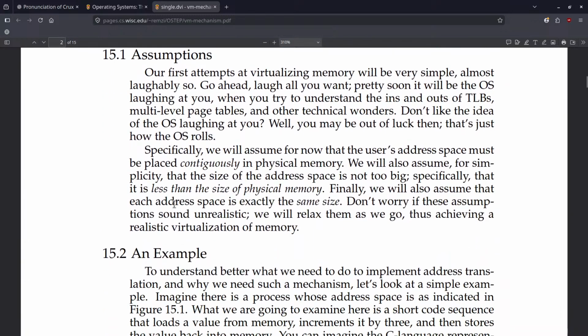Assumptions. Okay, our first attempt at virtualizing memory will be very simple, almost laughably so. Go ahead, laugh all you want. Pretty soon it will be the operating system laughing at you, when you try to understand the ins and outs of TLBs, multi-level page tables, and other technical wonders.